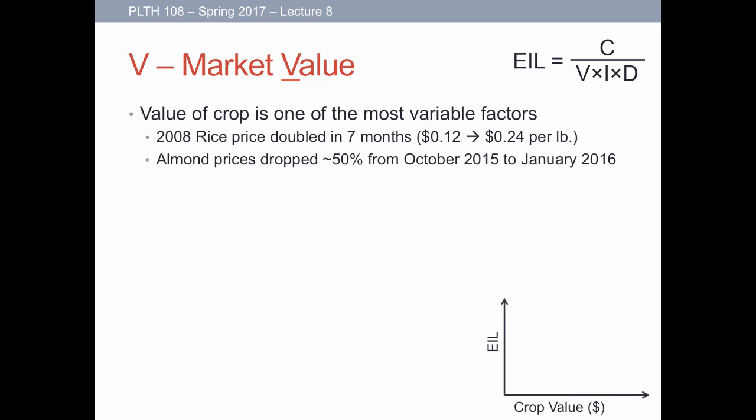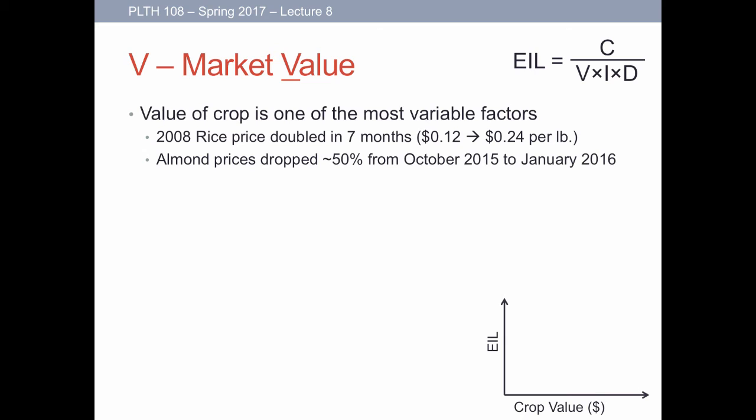Okay, market value. Market value is the value of the crop when you take it out to sale, essentially, right? So we're not talking about the value of the control, that's C. We're talking about the value of what you're actually trying to sell. So that's right there on the bottom, B. And we do see that market value can fluctuate pretty widely in a short period of time. Back in 2008, the price of rice doubled in about 7 months because they had some serious grower issues in Southeast Asia. And so all of a sudden, rice was substantially more valuable than it was.